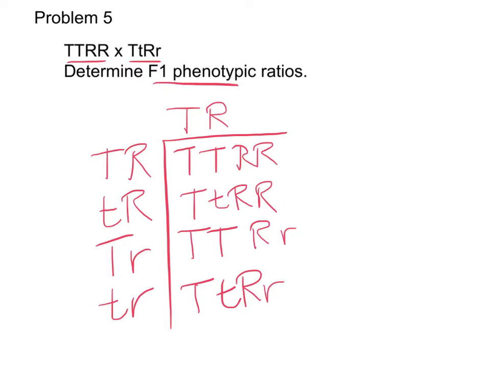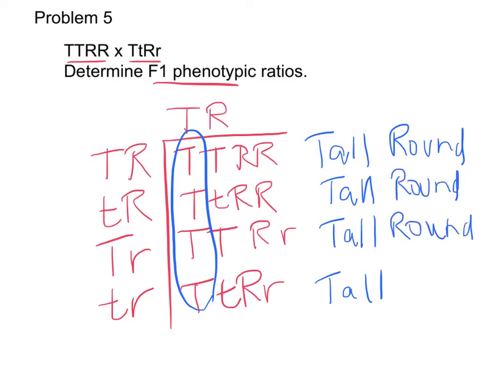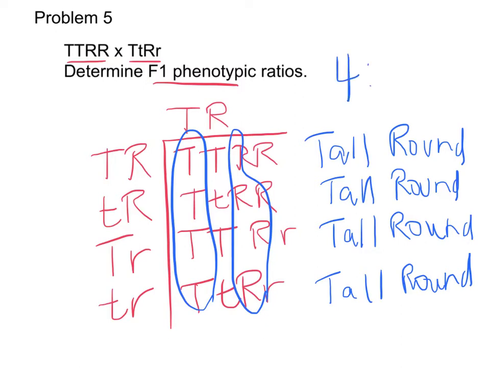And we're looking at the F1 phenotypic ratio. This individual is tall, as are all of these, because they all have at least one dominant allele. And similarly, all the progeny are also round because they have at least one dominant allele for that trait. So we have 4 with no other possible combinations, or 100%, you can also say 100% are tall and round.